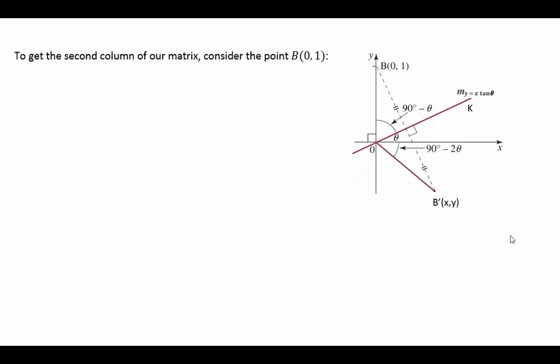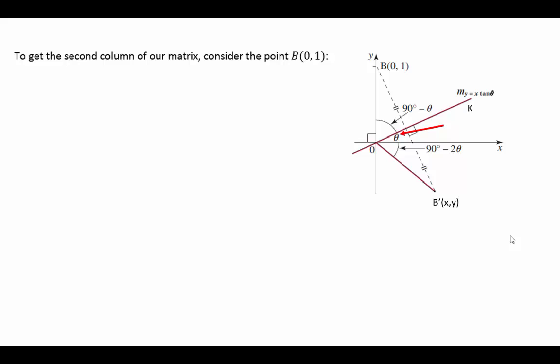To get the second column of our matrix, consider the point B, (0, 1). Now, this is a lot more complicated than the first column, so we'll take our time here. So the point B, (0, 1), when it's reflected in the line y equals x tan theta, is reflected onto the point B dash, which again we'll denote with the coordinates (x, y).